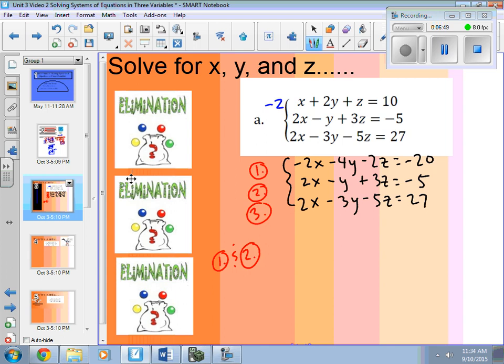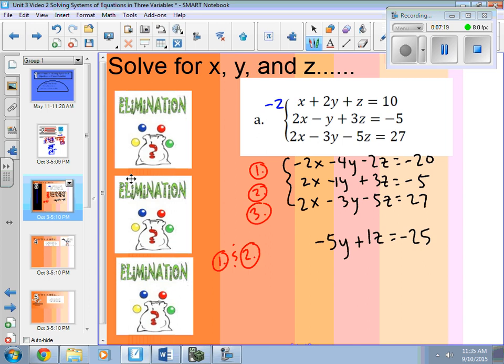So adding those two together, the negative 2x and 2x cancel out. If we add these other ones together, we get negative 4y. This is like a negative 1y, so that's going to be negative 5y. If we add the z terms together, negative 2z and 3z, that's 1z, or just z. And then adding the two last constant terms together, negative 20 and negative 5 would be negative 25. Now we've eliminated the x.